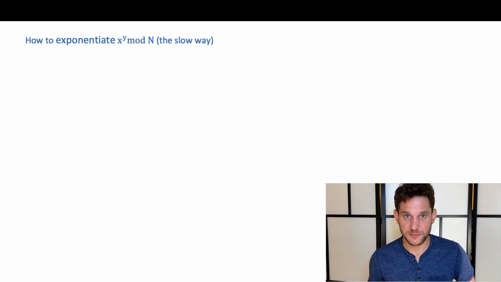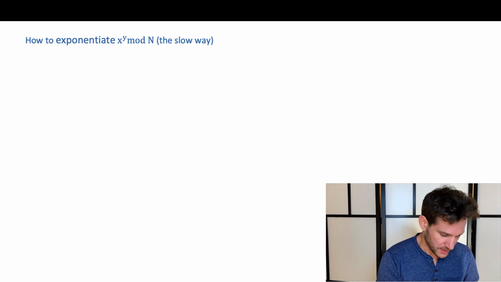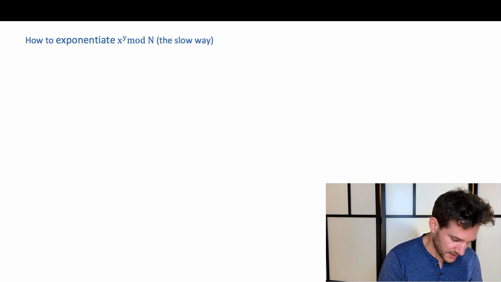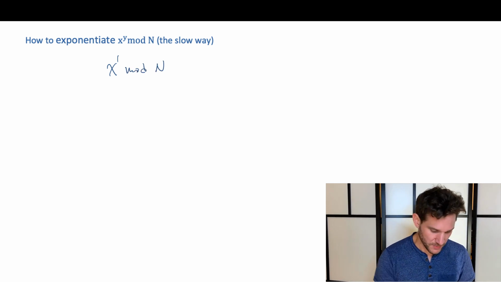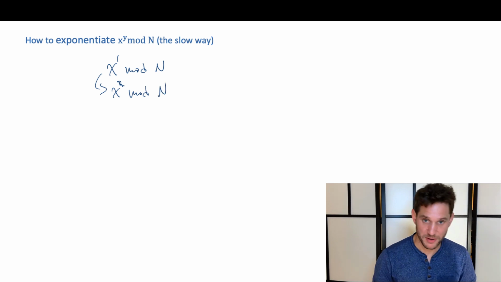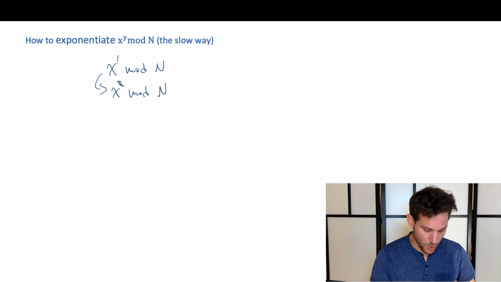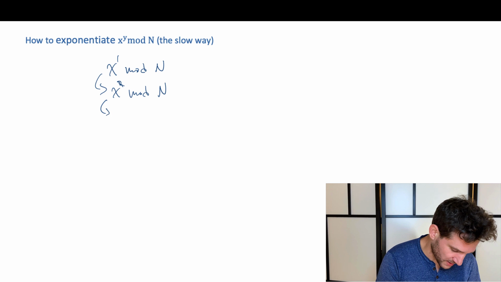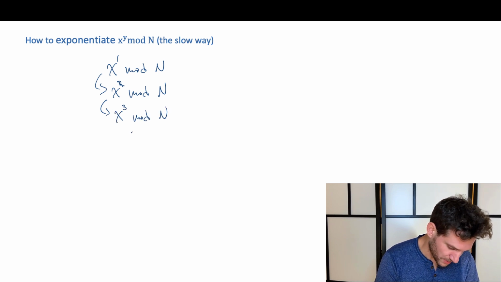One way you could try to exponentiate x to the y mod n is to first get x mod n, x to the 1, that's easy. I just say that's just x mod n, right? And then from there I can compute x squared mod n by just multiplying by x. That's like an O of n squared operation. And from there, of course, I can get x cubed mod n, and so forth, all the way down to x to the y mod n.